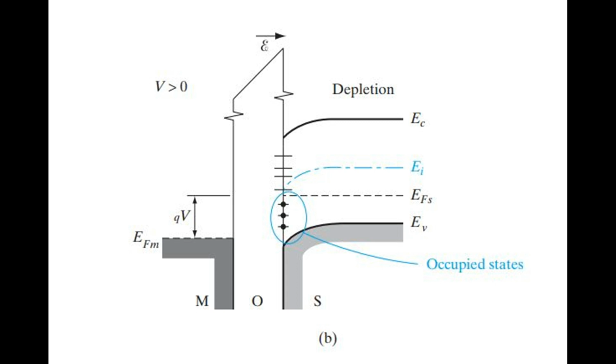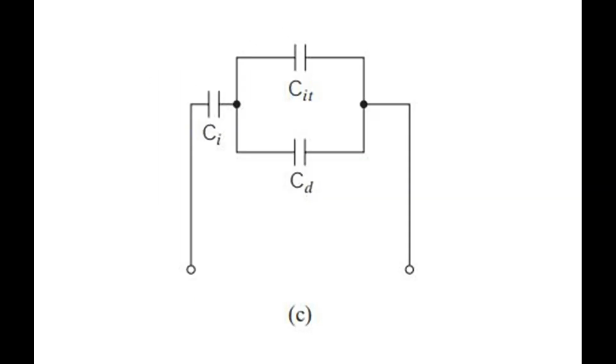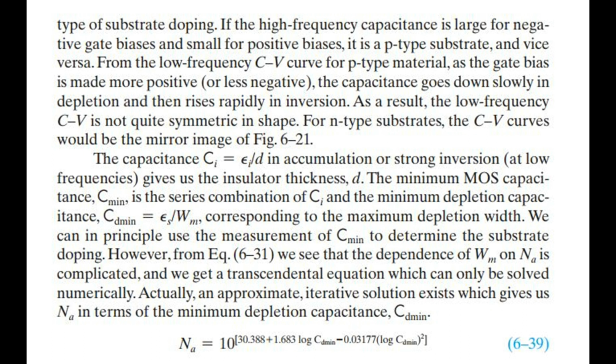thickness, d. The minimum MOS capacitance, C_min, is the series combination of Ci and the minimum depletion capacitance, C_min equals epsilon_s/Wm, corresponding to the maximum depletion width. We can in principle use the measurement of C_min to determine the substrate doping. However, from EQ 6.31, we see that the dependence of Wm on Na is complicated, and we get a transcendental equation which can only be solved numerically.